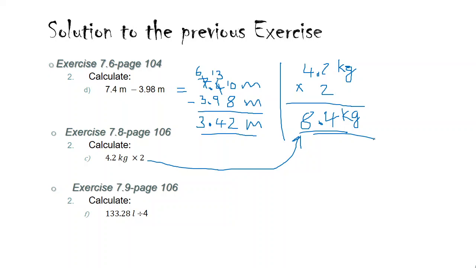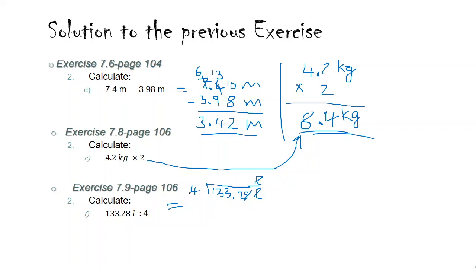Then we go to the last one, where we are dividing this capacity. We can use long division here. 133.28 liter. This means we are dividing that by 4. The units you can always put up there.